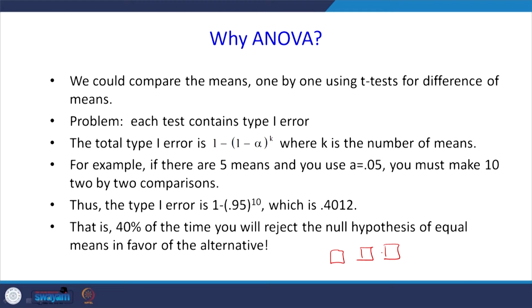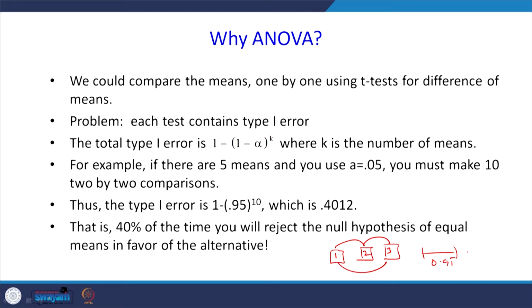There is a possibility you can compare 1 and 2; suppose this is 1, this is 2, this is 3, you can compare 1 and 2, 2 and 3, and 1 and 3. There are 3 comparisons, but we will not go for that because there is a reason, I will tell you. We could compare the means one by one using the t-test of difference of means, but each test contains a type 1 error. So the total type 1 error is 1 minus (1 minus alpha) power k, where k is the number of comparisons. For example, if there are 5 means and you use alpha equal to 0.05, because of 5C2 you must make 10 two-by-two comparisons, because for every comparison your confidence level is 0.95.